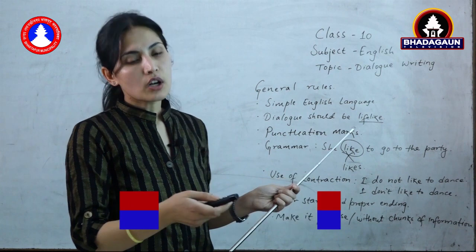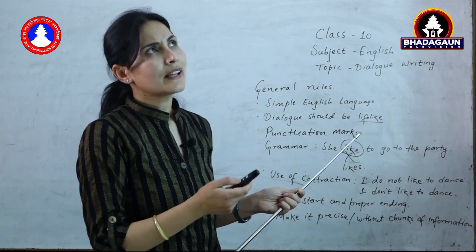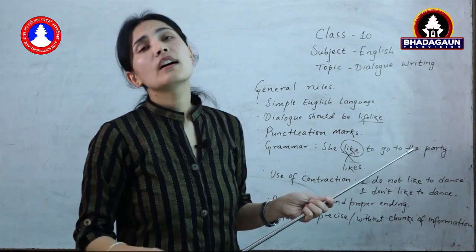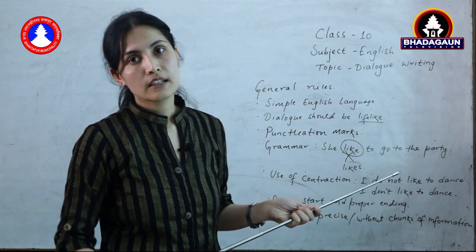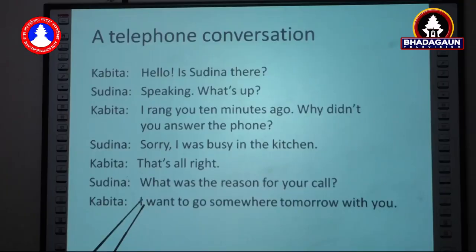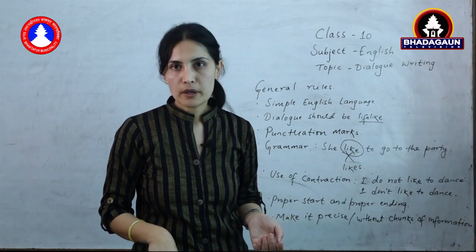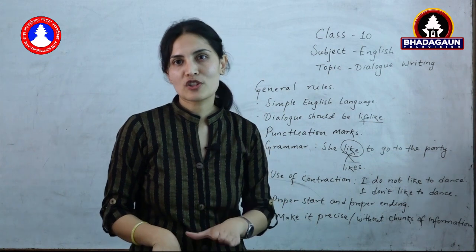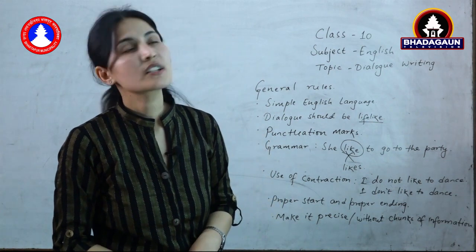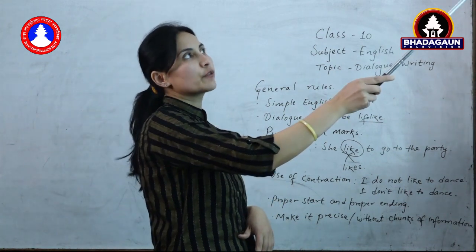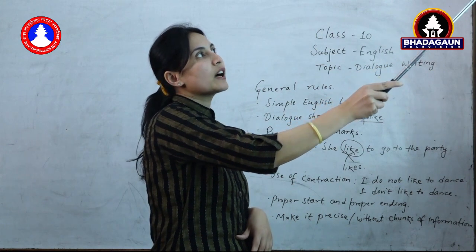Now I want to talk about another situation, that is we have conversation on the telephone, right? In phone also we have conversation, and here is one conversation between Kavita and Sudina. They are friends. So while having conversation with friends, we don't tend to be very formal and diplomatic, but at least we have to focus on the polite words to be used. So here is one telephone conversation between Kavita and Sudina.